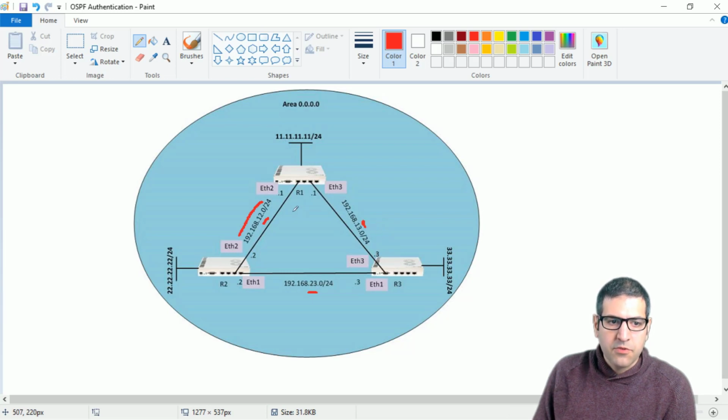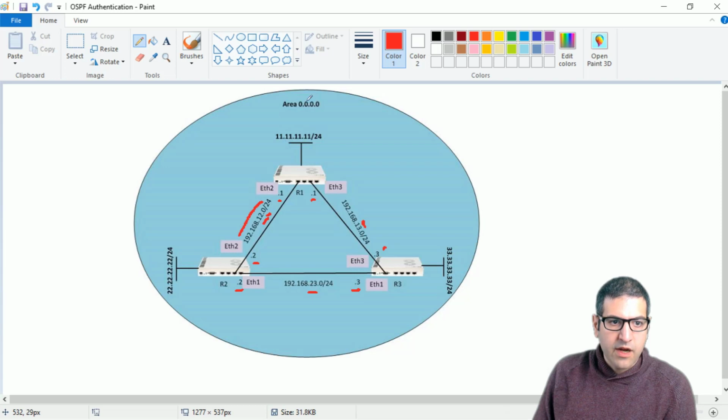I also always try to put the last octet as .0. For Ethernet 2, I put .1 because that belongs to router 1, and Ethernet 3 also .1. On router 2, we can see here .2.2 and here .3.3. Okay, so this is what our diagram is.